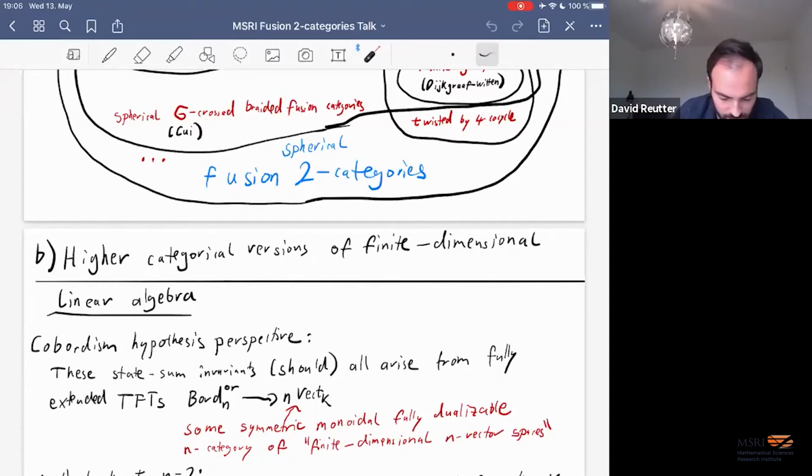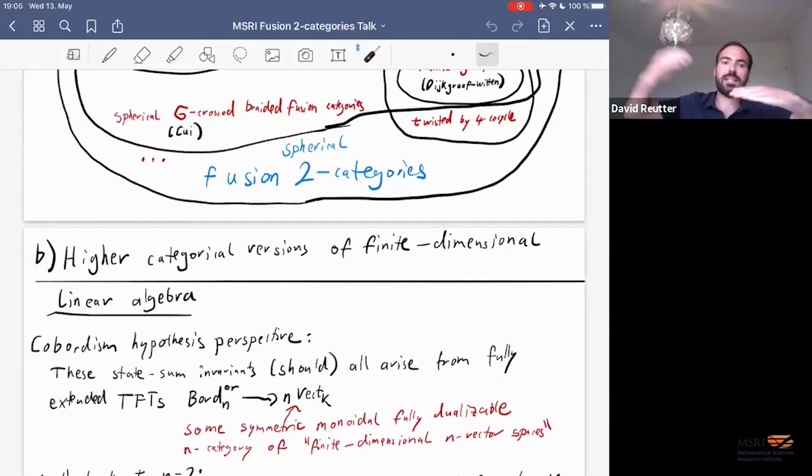And so let me say briefly that when I say higher categorical versions here, I really mean finite higher categorical versions. There's of course a completely different story as to what's the appropriate infinity 1 categorical version of vector spaces, and presumably it's chain complexes over this field bounded in degree, and then finite dimensional in each degree.